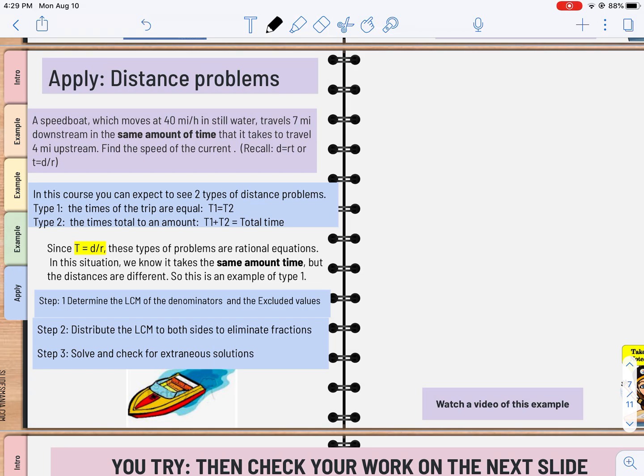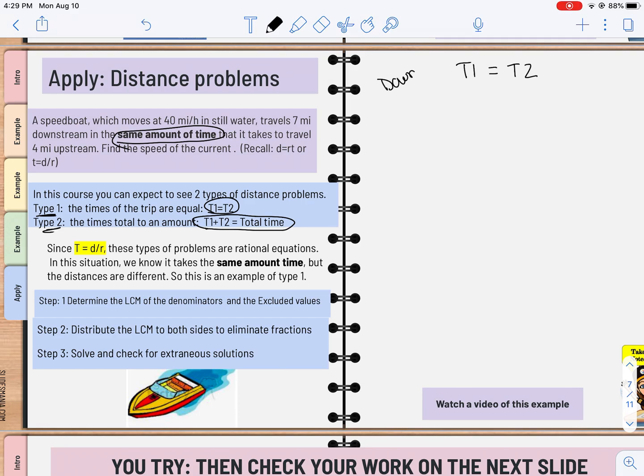So I previously explained that you would learn two types of distance problems. Type 1 was when the times were equal, and type 2 is when the times total. You have to add the times together. Notice in this problem, it literally tells you in the same amount of time. So that tells us that we are actually going to use time 1 equals time 2.